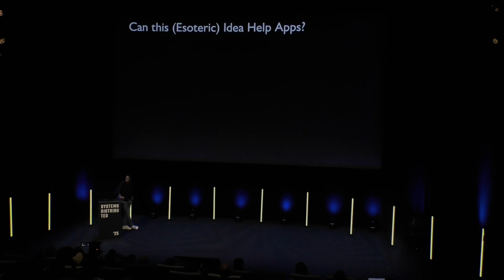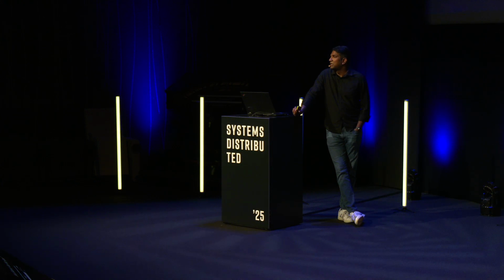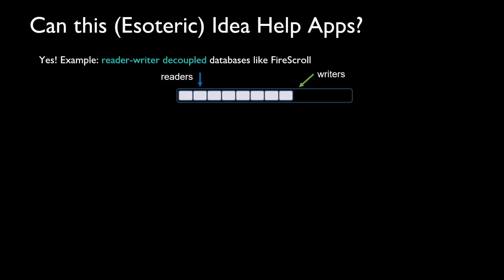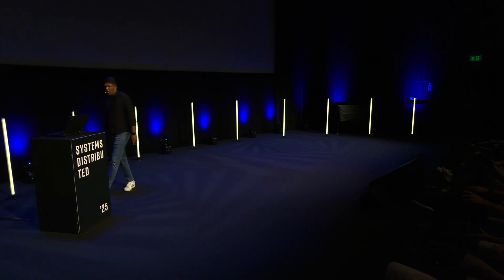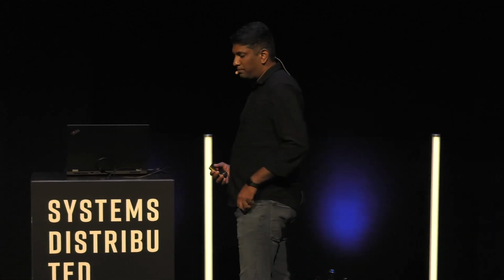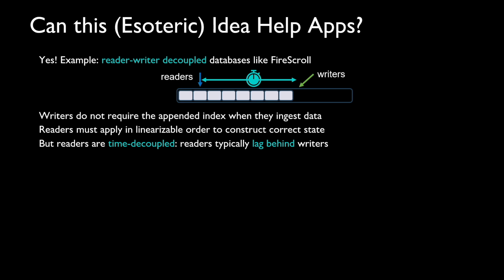So you might think this is a very weird idea, right? Why is this even practical? Well, it turns out to be very practical. Here is an example where this is directly useful for an application. There are many databases which use a pattern called decoupled readers and writers, where the writers are just pumping updates into the log, and the readers are reading the content and building database state out of it. Now, the writers in these systems typically do not need to know where their data is appended into the log. Only the readers need to see the data records in the linearizable order. And furthermore, the readers are typically lagging behind the writers in these systems.